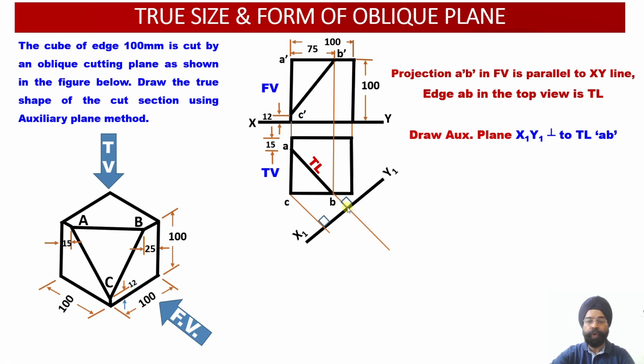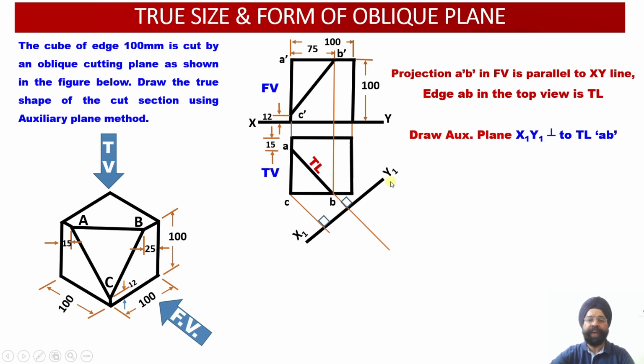Why a little bit more? Because I want to go clear of this corner. So from this corner, this distance should be 8 to 12 millimeter. Maximum 1 centimeter space I can leave. That's why this extension will be approximately 15 to 17 millimeters. I want to leave a reasonable distance between this corner and this auxiliary plane. And since I am drawing this perpendicular to the edge which was lying in plan, this is my AVP.